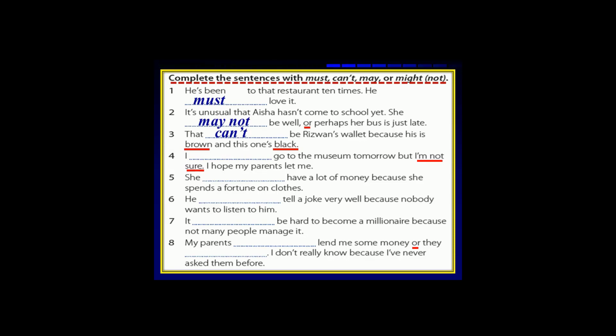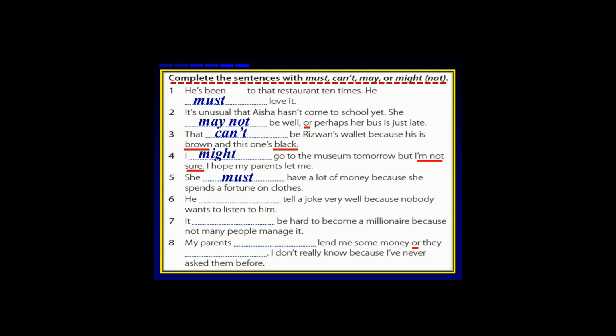Number four. I blank go to the museum tomorrow, but I'm not sure. I hope my parents let me. Here we have I'm not sure. I'm not sure means there is a 50% possibility. That's why we should use what? Might. Five, she blank have a lot of money because she spends a fortune on clothes. A fortune means what? A lot of money. So, she must have a lot of money.